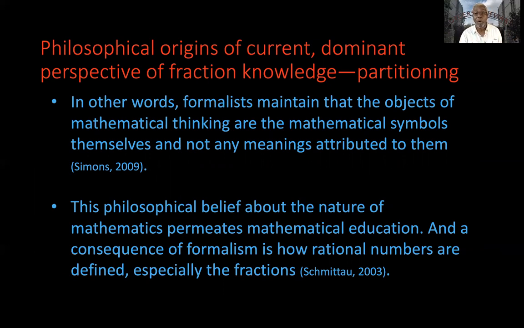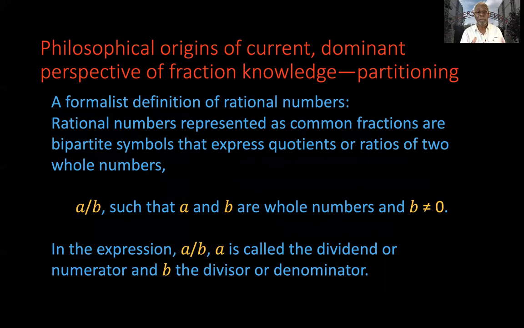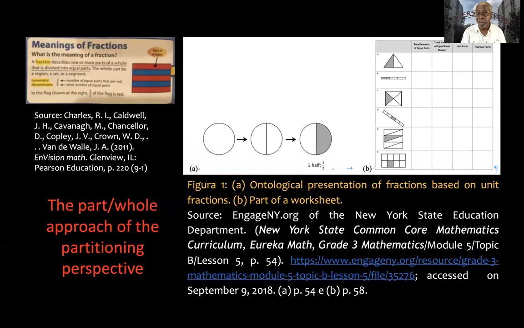And as a consequence, the formalist idea of what rational numbers are was defined in this rather formal way. Rational numbers, represented as common fractions, are bipartite symbols that express quotients or ratios of two whole numbers, a over b, such that a and b are whole numbers and b is different from 0. Of course, for the teaching of fractions in schools, this formalist definition of a fraction doesn't provide a visualization to students. And so a way of visualizing fractions was developed based on partitioning or dividing up area.